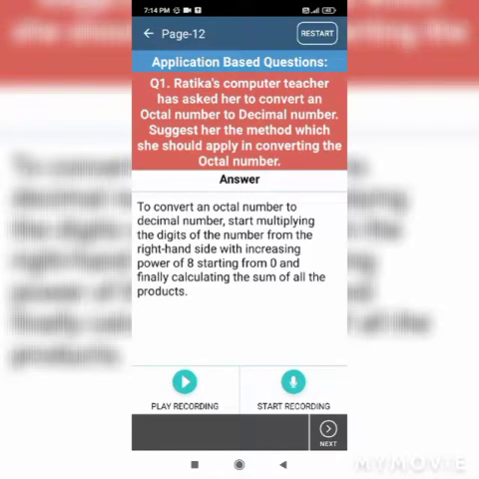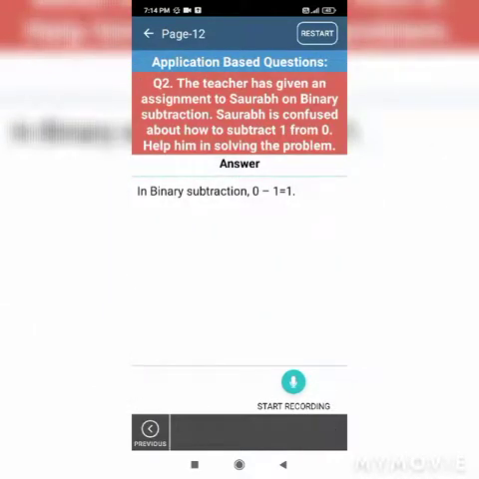Next we have question number 2. The teacher has given an assignment to Saurabh on binary subtraction. Saurabh is confused about how to subtract 1 from 0. Help him in solving this problem. I hope you all are understanding this and have given the answers. So the answer for this: in binary subtraction, 0 minus 1 is equal to 1.